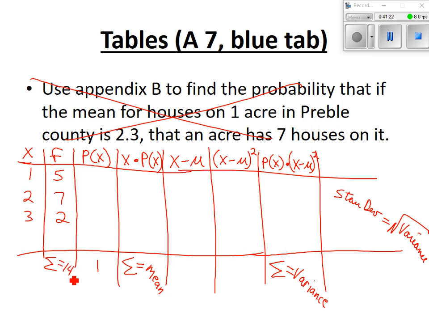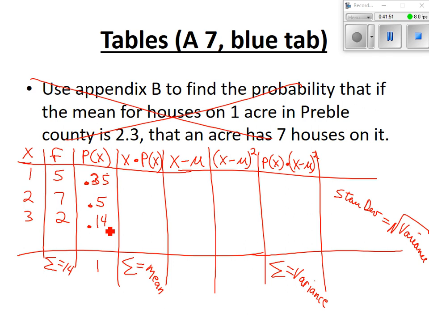To find each probability, we take this number divided by that. Somebody have your calculators out so you can help me. What's 5 divided by 14? 0.35. What's 7 divided by 14? 0.5. What's 2 divided by 14? 0.14. What should all those add up to? They should all add up to 1.